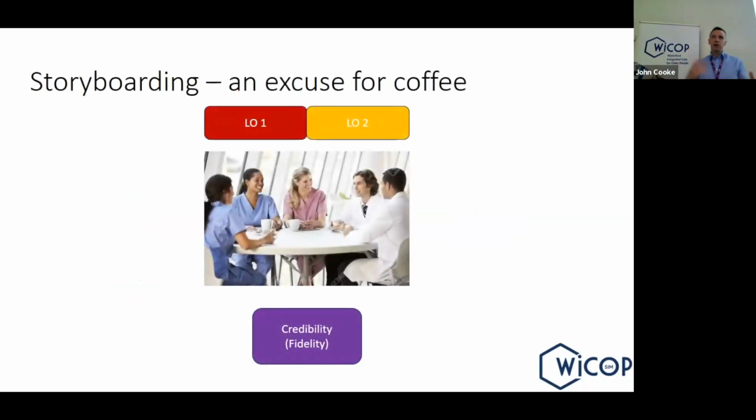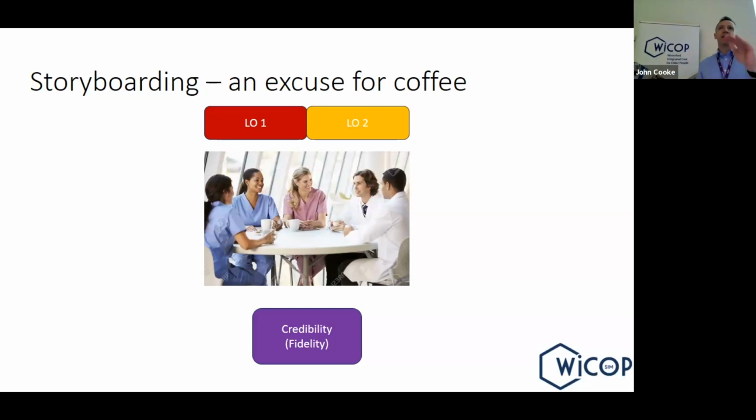So when you've identified your learning objectives, we then engage in an exercise called storyboarding, and really this is an excuse just to get together for a cup of coffee. What we do is we consider what the learning outcomes were. In this scenario, we've only got 2 learning outcomes, but we have to design our scenario around those 2 learning outcomes. There's no point coming up with an idea for a sim if you haven't planned it against learning outcomes, because you just get a random experience that doesn't deliver that much. So we sit down and we begin to plan around those learning outcomes, and we have to make sure that as a group it feels credible.